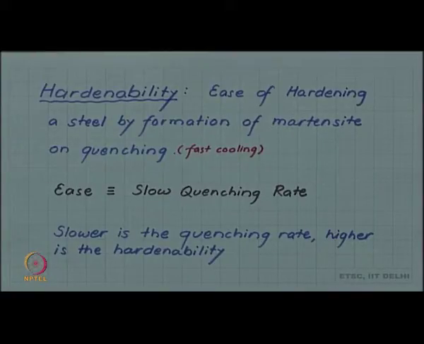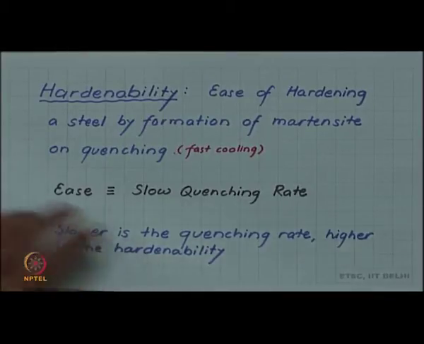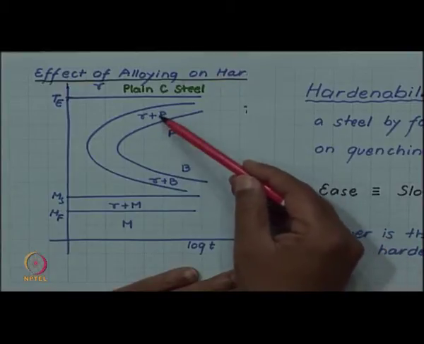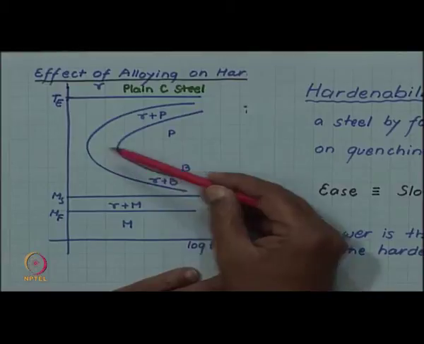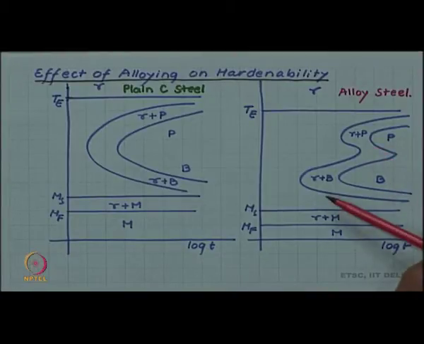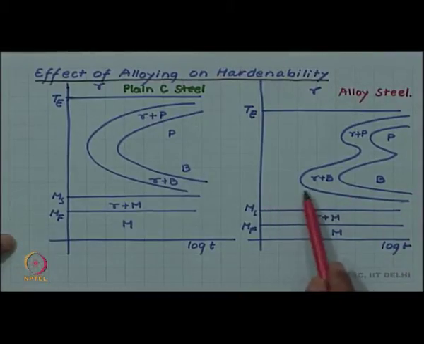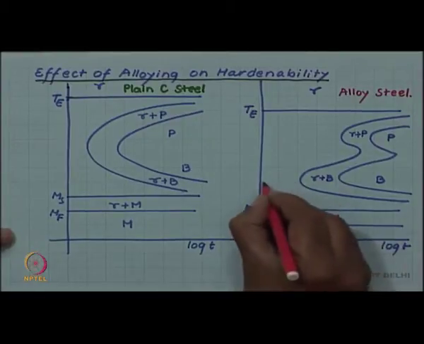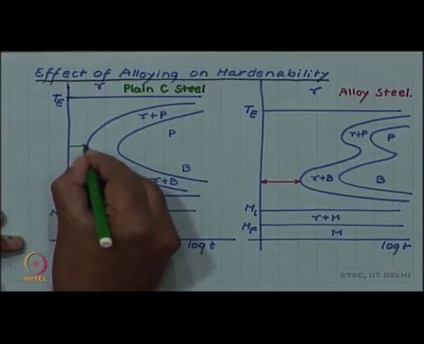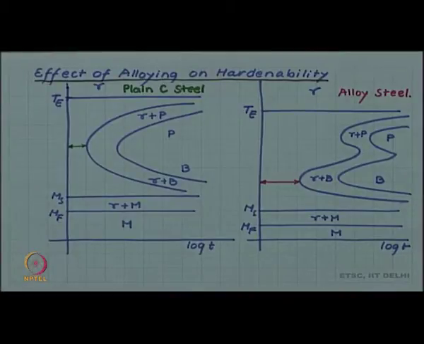hardenability. And we have seen while discussing the effect of alloying addition on the TTT diagram, that in the plain carbon steel we have a single nose and pearlite and bainite C curves merge at the nose, whereas in alloy steel the C curve bifurcates into two noses, the pearlite nose and the bainite nose, and also the C curve shifts to the right, that is to the higher time, which means there is a higher time window available for quenching in alloy steel than is available in the plain carbon steel.